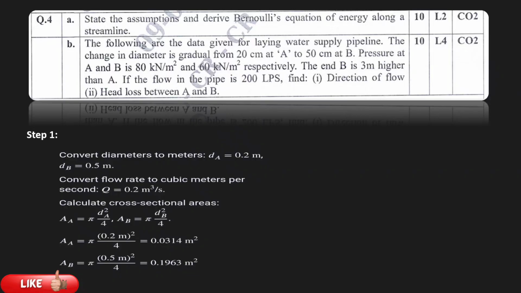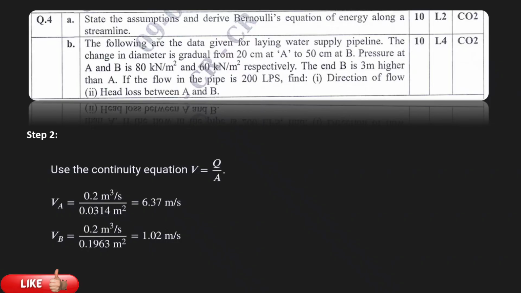Step 1. Convert the diameters into meter. Centimeter is given, so convert all of them to meter. Calculate cross-sectional areas. Area at A is equal to pi d square by 4 and area at B is equal to pi d square by 4. After substituting dA and dB, we will get area at A is equal to 0.0314 meter square and area at B is equal to 0.1963 meter square.